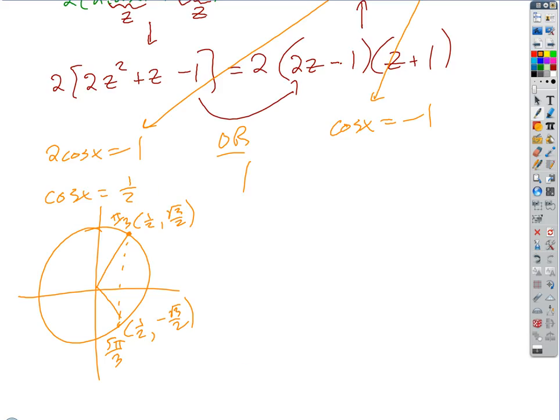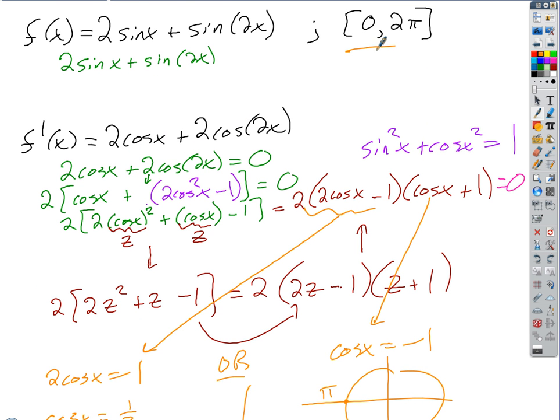How about over here? On the unit circle, where does cosine x equal -1? Right there, that's the only place, at pi. So then my critical numbers are those three places. We get pi thirds, pi, and 5 pi over 3. Now, there are an infinite number of places where these things happen, but remember that our domain is restricted. So on our domain, those are the three critical numbers that we get. Okay, let me pause there.